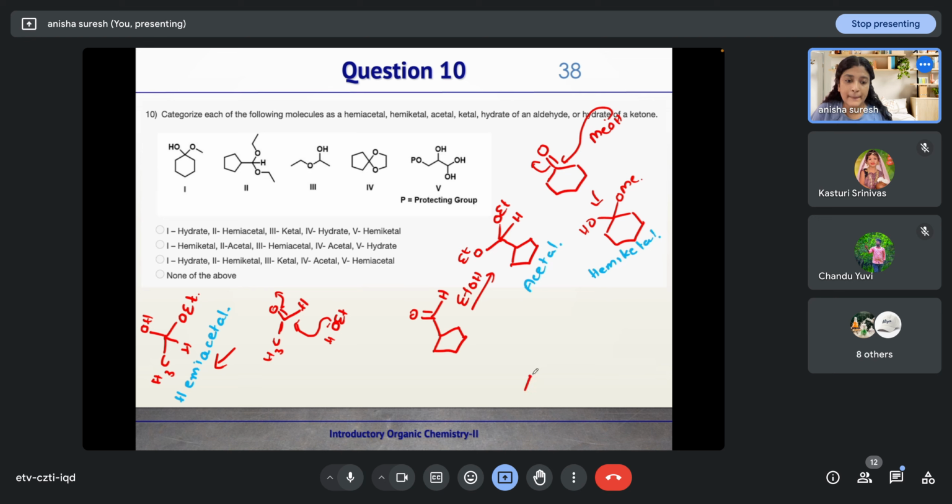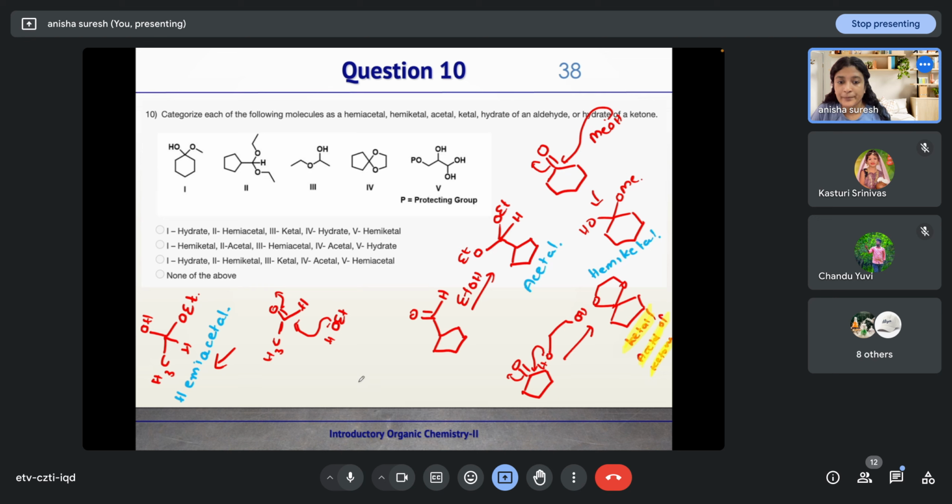And the next one, this upon protection with ethylene glycol will lead to formation of this. First, this will be adding. And again, this OH will also be adding, leading to formation of this. This is ketal, or we can call it acetal of ketone. Right? Ketal or acetal of ketone.